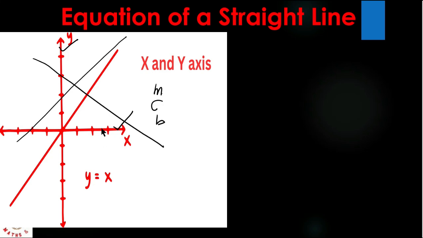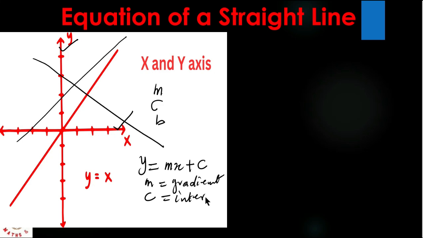Now, the equation of any of these lines can be written as y equals mx plus c, where m is the gradient that was spoken of, and c is the same thing as the intercept, where this line intercepts the y-axis. Now, this is the point of intercept.